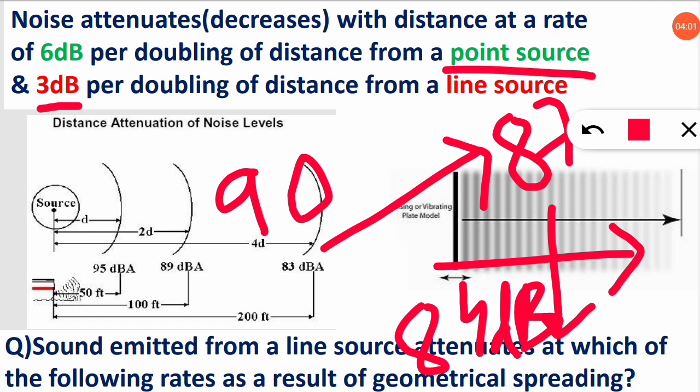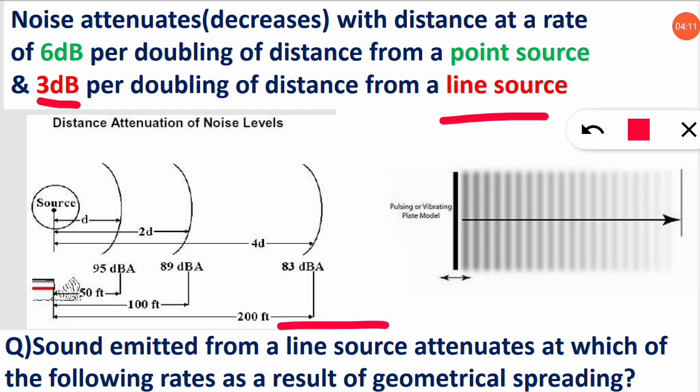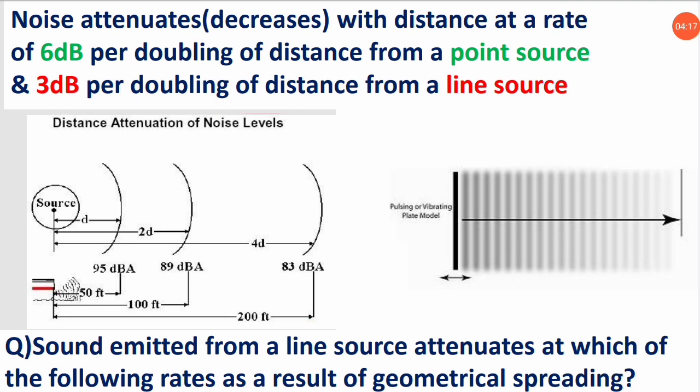For a point source 6 decibel is deducted for doubling of distance, but for the line source 3 decibel is deducted for doubling of distance. So here the question was for line source, the correct option will be the 3 decibel deduction for doubling of distance. Let's move to the next question.